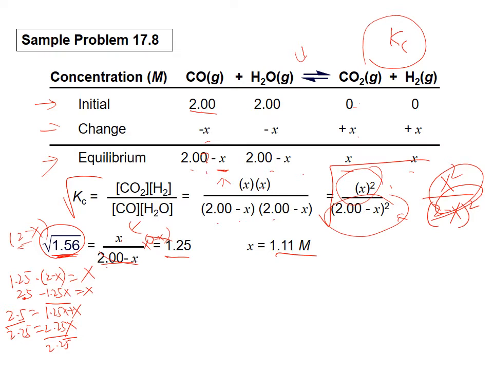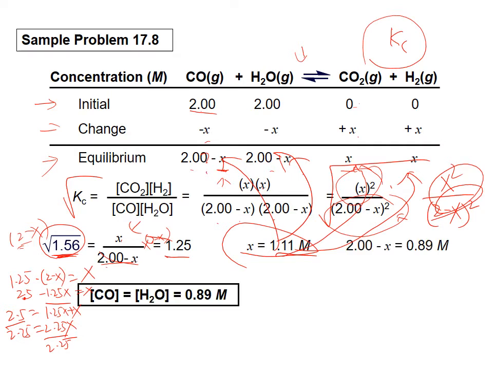With x solved, plug it into this table, and then you have all of the equilibrium concentrations. So for the reactants 0.89, products 1.11.